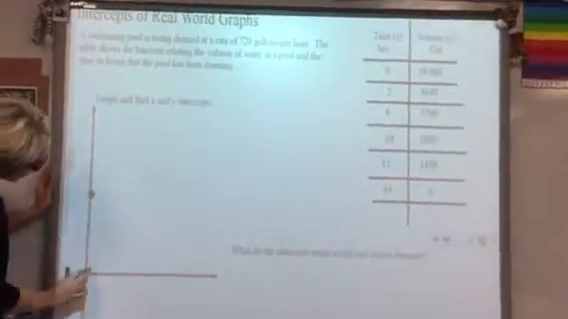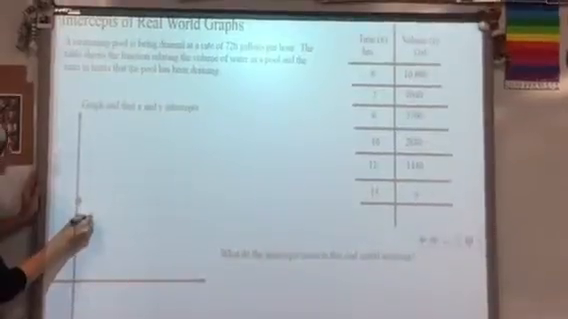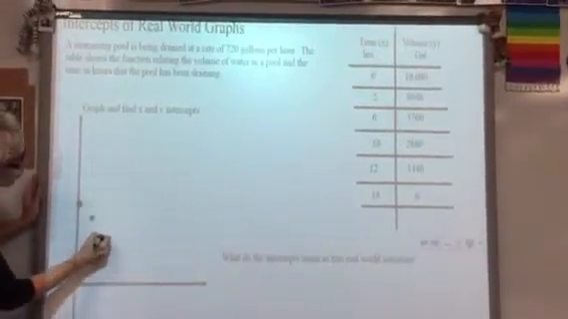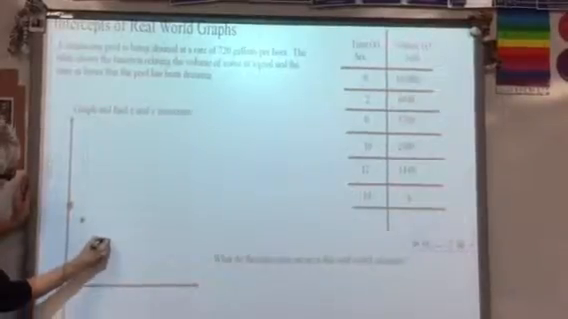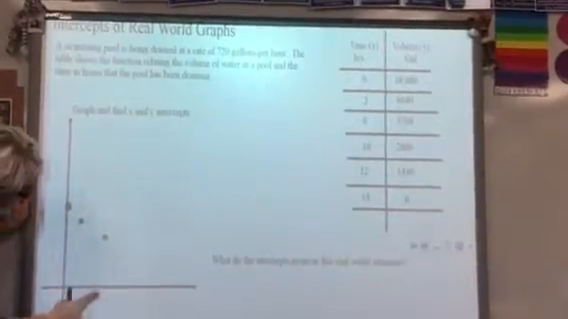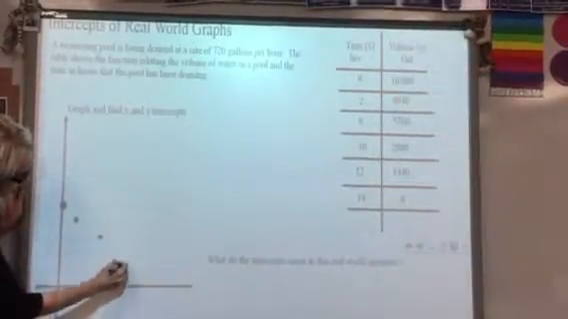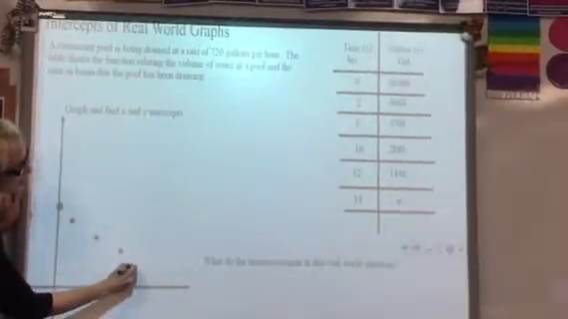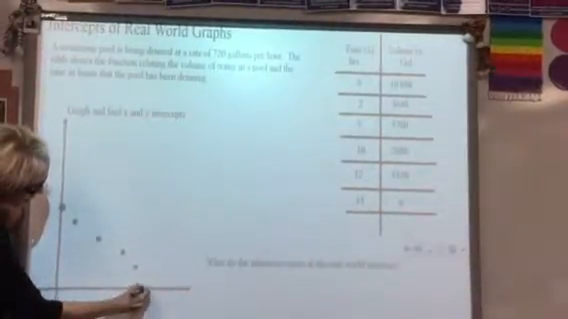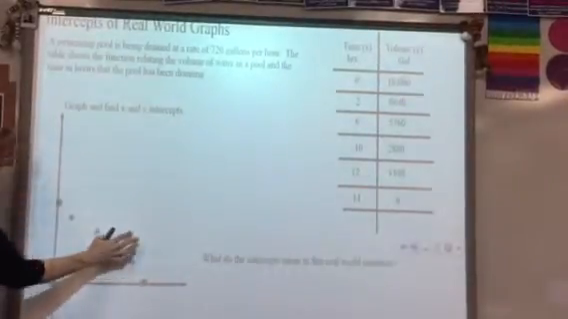And then if we count by 2s, at 2, it's about 8,000. And then at 4 or 6, actually, it's about 5,000. And then 2, 4, 6, 8, here's 10, which is a little more than 2,000. And then 12. And then at 14, it's at 0. So it's approximately linear, but not exactly linear.